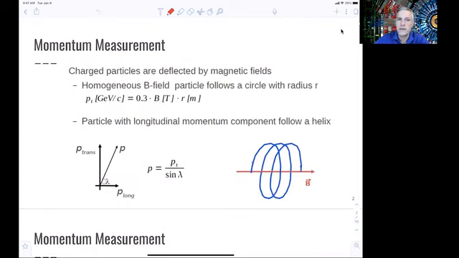We have already seen that in a homogeneous magnetic field, a particle follows a circle. And so from the measurement of the radius and the knowledge of the magnetic field, we can infer the transverse momentum of the particle. Typical particles also have a longitudinal momentum, and therefore the trajectory is actually of the form of a helix. And so we can then get back to the total momentum of the particle by knowing the angle, or the component of the longitudinal and transverse momentum, and then just calculate the total momentum from there.